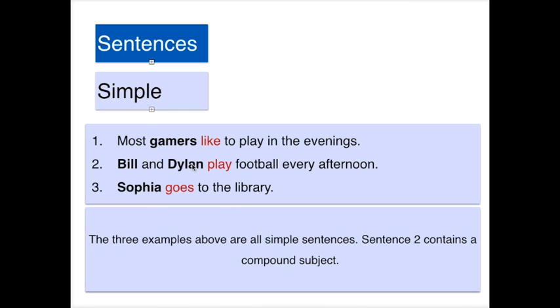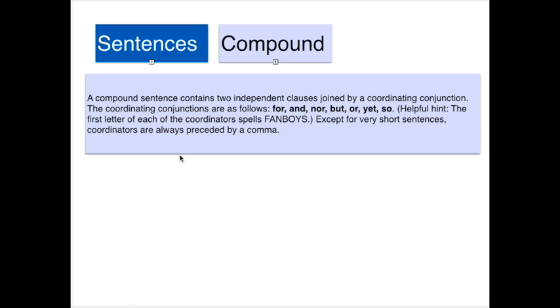Here we have Bill and Dylan. That's called a compound subject. We have two subjects here, but they're just doing one activity together here, which is playing football every afternoon. So your subject can include more than one person or thing.